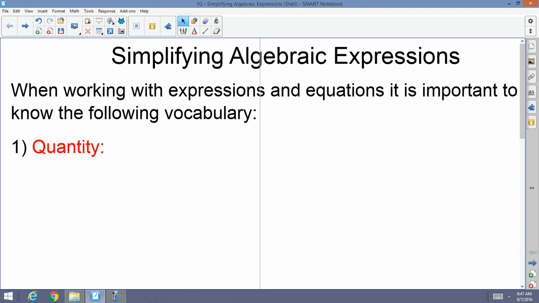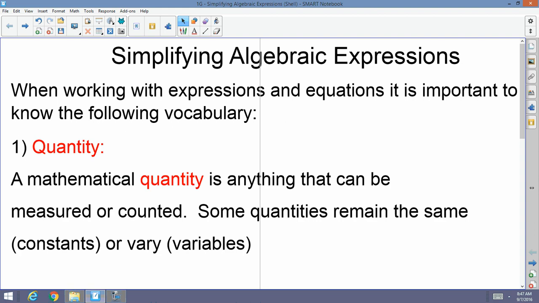A quantity. Sounds simple enough, but what is a quantity? Well, a mathematical quantity is anything that can be measured or counted. Some quantities remain the same. These are called constants. Some quantities vary. These are called variables. So anything that can be measured or counted is a quantity.